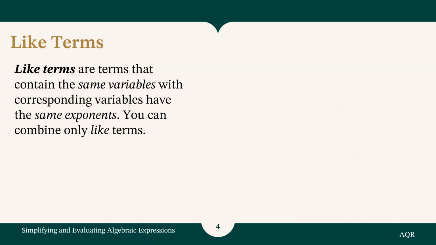Now we're going to learn how to combine like terms. Like terms are terms that contain the same variable, with corresponding variables having the same exponent, and you can only combine like terms.